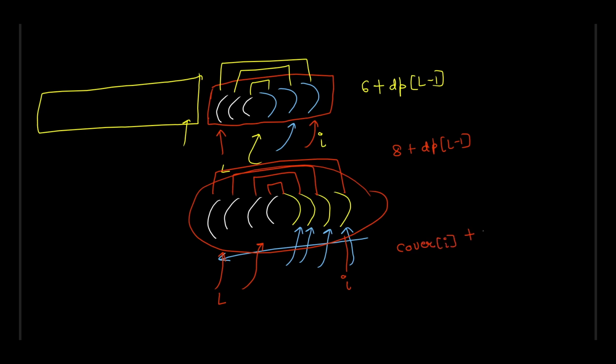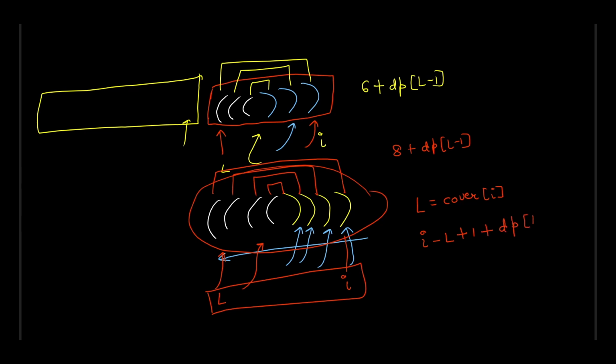So in general, you define L as cover of I, and your answer would be I minus L plus 1, which is the length of this cover, plus dp of L minus 1. So this is the simple dp transition. Now all that remains is how do you efficiently compute the cover for each index, for each element in the array.